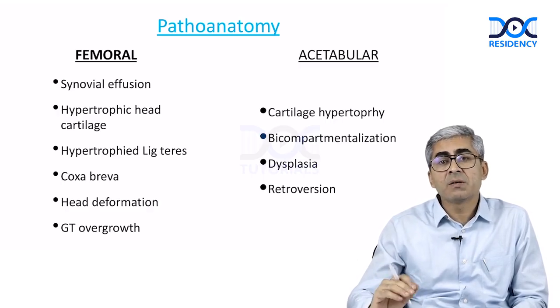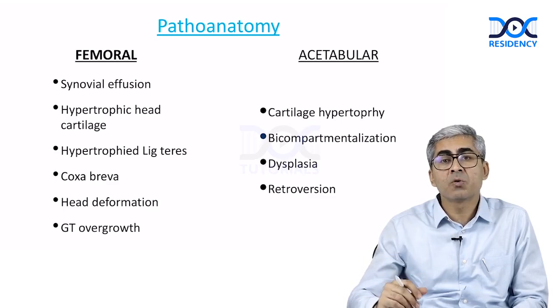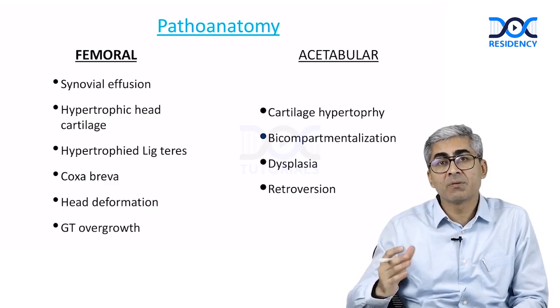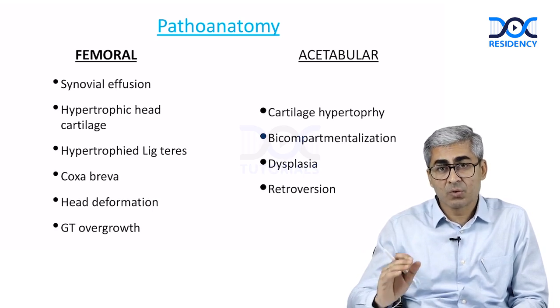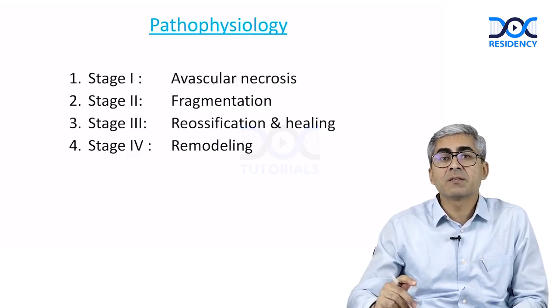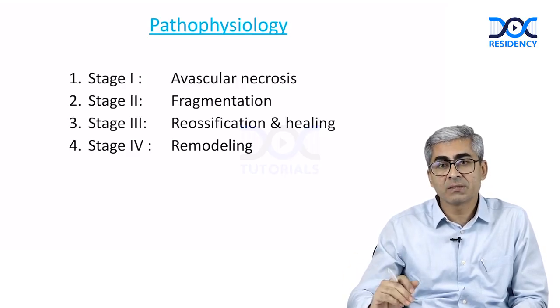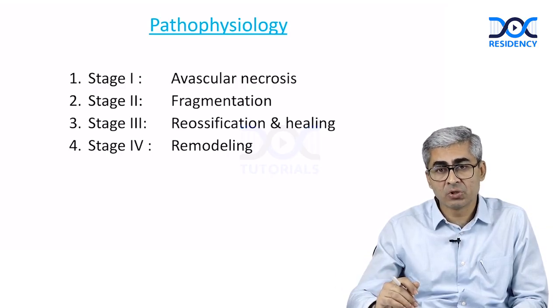And on the acetabular side, we see the cartilage hypertrophy. The acetabulum may become bicompartmentalized. That means instead of one, it becomes two compartments, and there could be a mild steep acetabulum, which is called dysplasia, and sometimes we see retroversion. So coming to the physiology, it has been noted that there are 4 stages, which we'll talk about later on when we discuss the radiology also.